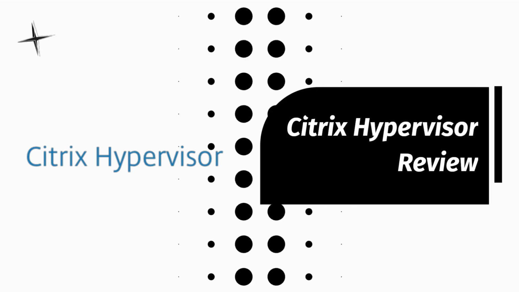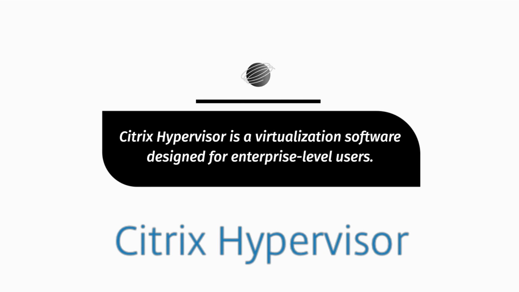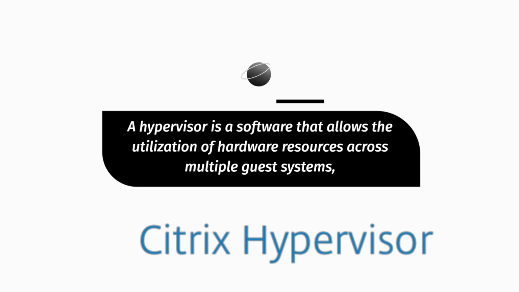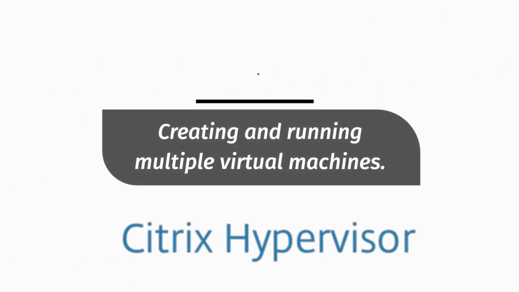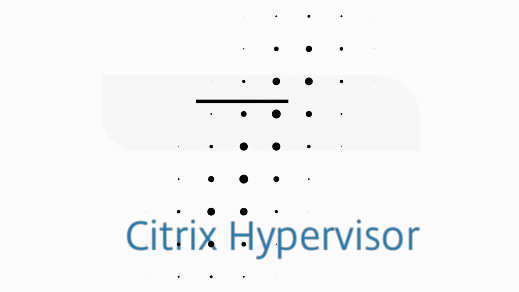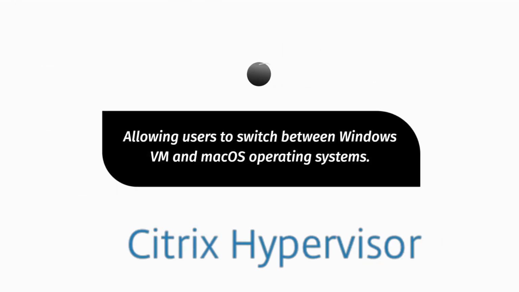Citrix Hypervisor Review. Citrix Hypervisor is a virtualization software designed for enterprise-level users. A hypervisor is a software that allows the utilization of hardware resources across multiple guest systems, creating and running multiple virtual machines. A virtual machine is a computer system software that replicates the functions of an existing physical computer. For instance, this can be used to run the Windows operating system on a MacBook laptop, allowing users to switch between Windows VM and Mac OS operating systems.